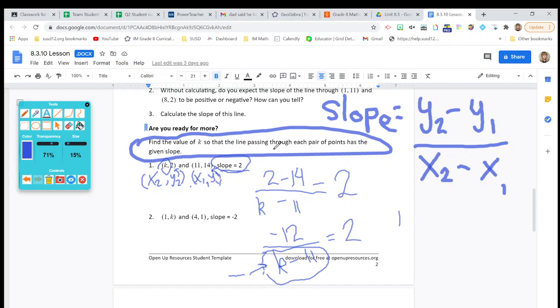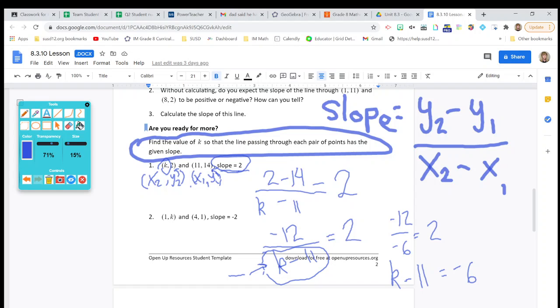I know. Negative 12 divided by negative 6 equals 2. Right? We want a 2, so this must equal negative 6. What we need is a value for k such that k minus 11 equals negative 6. So what can that be? What can this value of k be?